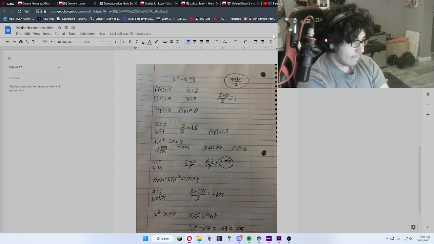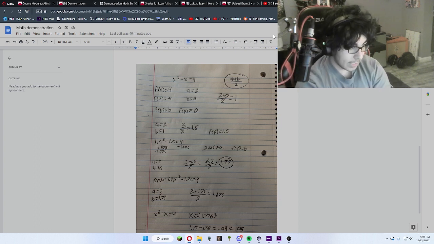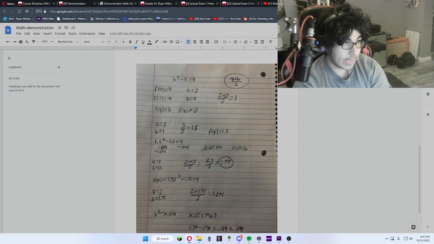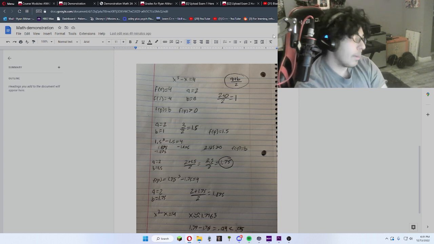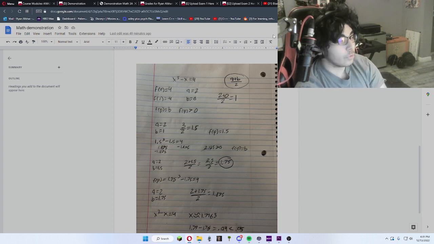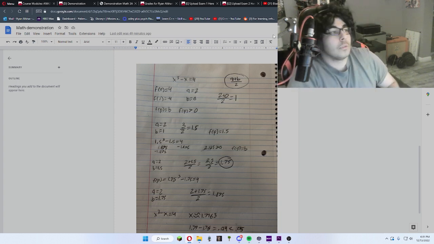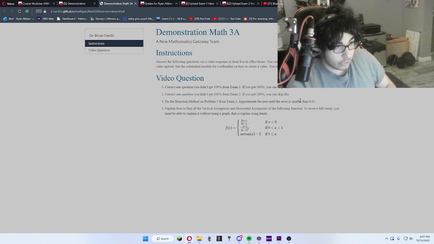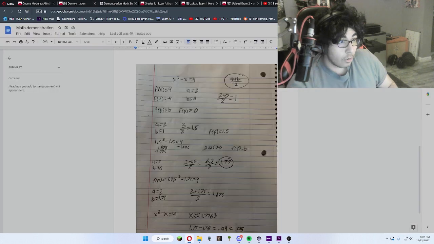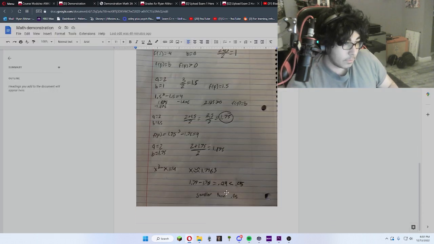Now, 1.75 is going to be the correct answer because if you plug the original equation of x to the third power minus x equals 4 into an online calculator, you are going to get approximately 1.7963. 1.7963 minus 1.75 is going to get you 0.04, which is less than 0.05, which is what the problem asks. It asks you to approximate the zero until the error is smaller than 0.05. So that is how I got that. It is smaller than 0.05.